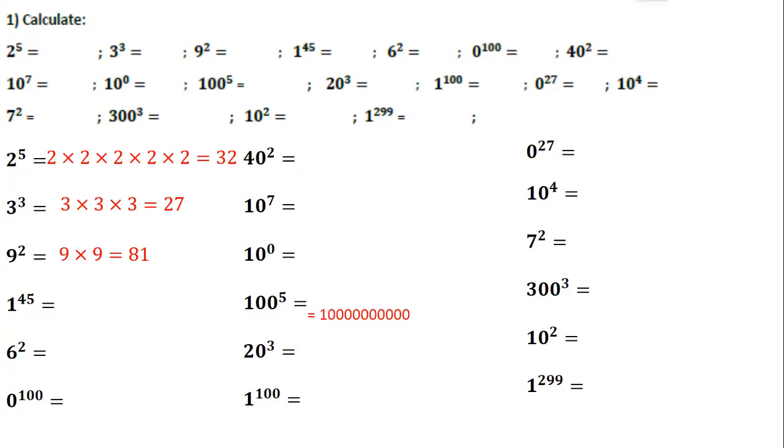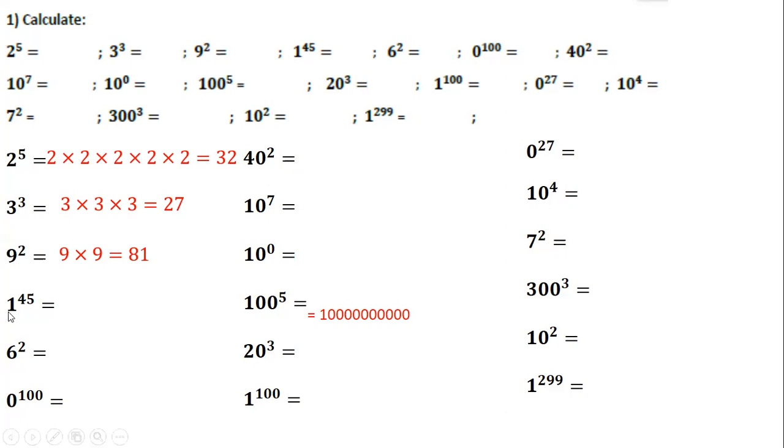Samia? Samia? Yes, miss. If you want to calculate 1 to the power 45, should you write it as a multiplication sentence? You don't have to. Samia, you're lagging. What are you saying? Guys? Samia, do you hear me? Yeah, miss, I'm back. Sorry for that.